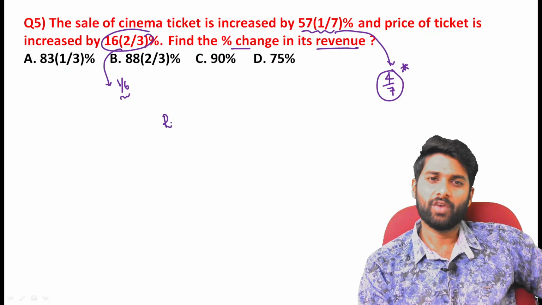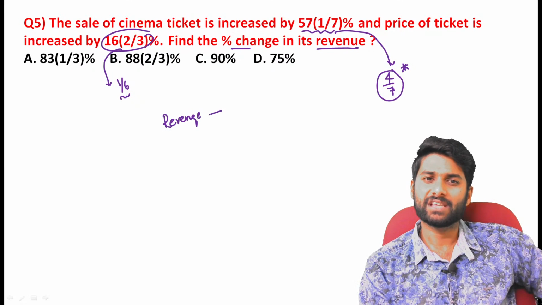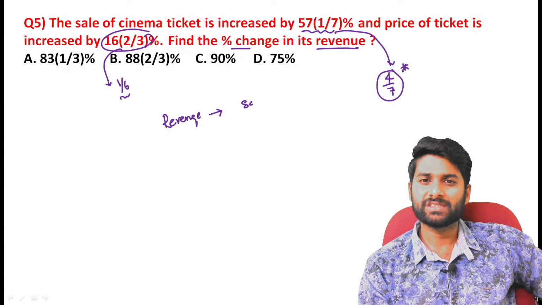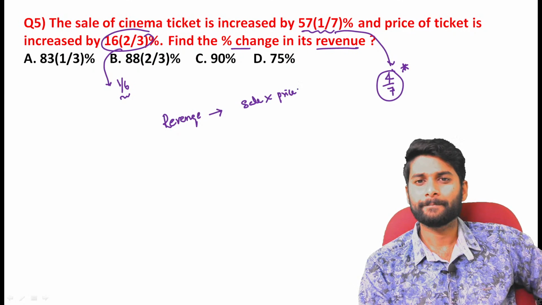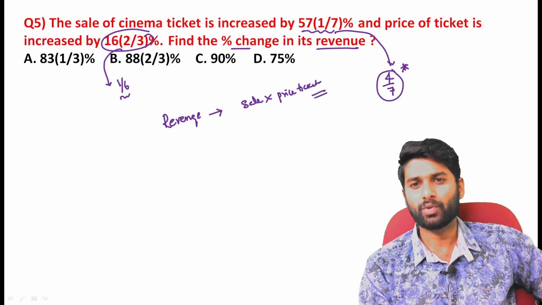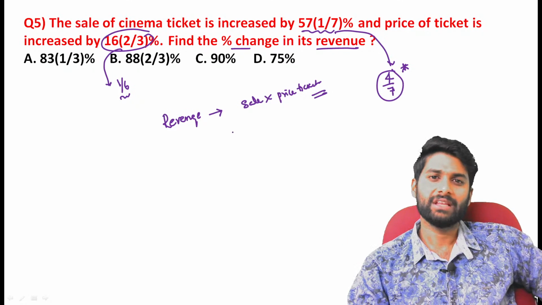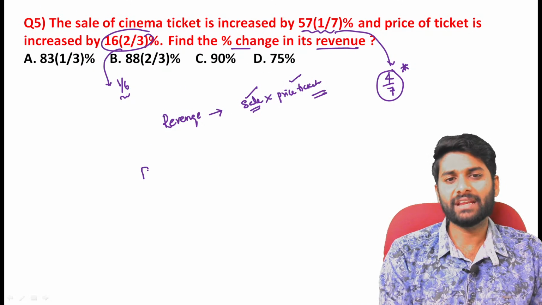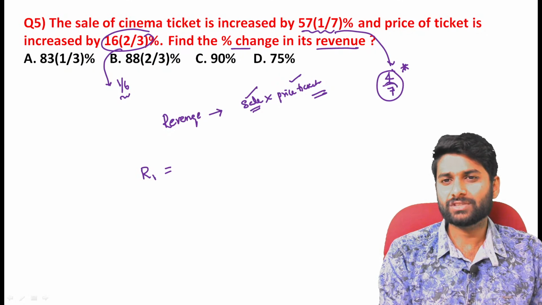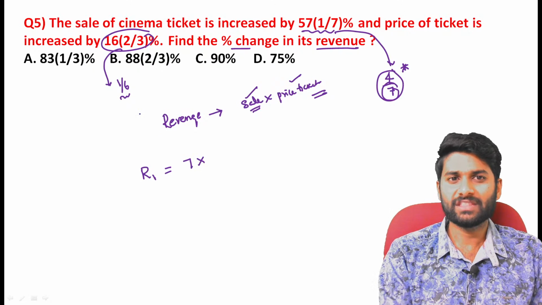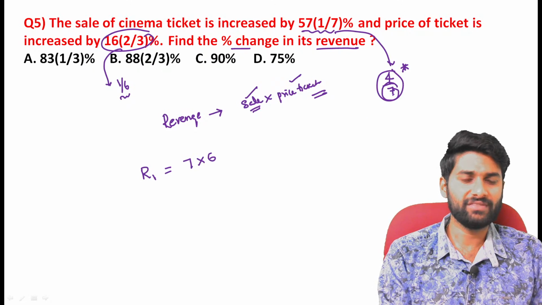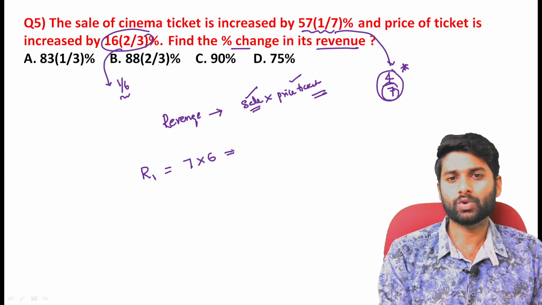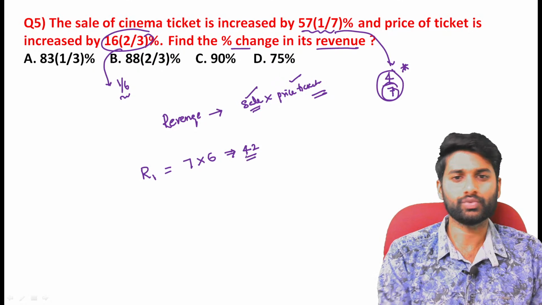First of all, how is revenue generated, guys? Revenue is generated based on sales into price of the ticket. So we need to know this particular point. The total revenue depends on the total number of tickets, meaning sales into the price of the ticket. Now see that. We need to calculate the initial revenue. Initially, they sold 7 tickets at a price of 6 rupees, guys. Initial means the denominator values. We have 7 units, selling at 6 rupees, so the total revenue generated is exactly 42 rupees.